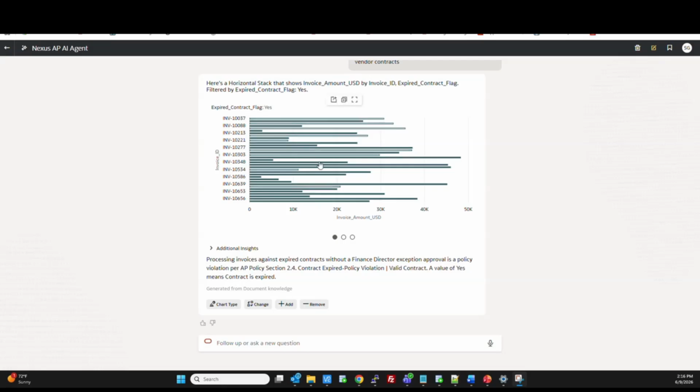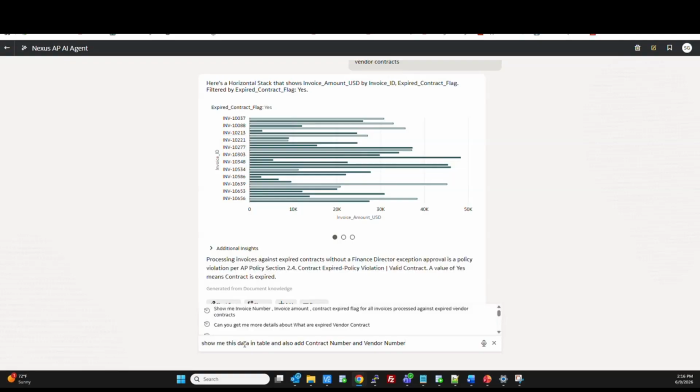I just want to see that data in table form, and I also want to see the contract number and the vendor number in this data. Let me ask a follow-up question and ask the agent to show data in a table along with contract number and vendor number, and see how the agent responds to the follow-up question.